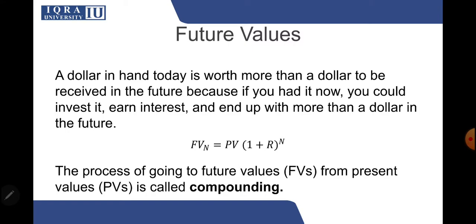If you have 100 rupees right now, you can invest it right now and you will then have more money in the future. So the present value is the value right now and the future value is the value in the future. The R over here represents the interest rate and N is the number of years. Now the process of going from present values, PVs, to future values, FVs, is called compounding. You have already gone through this process. So now let's do some practice questions.